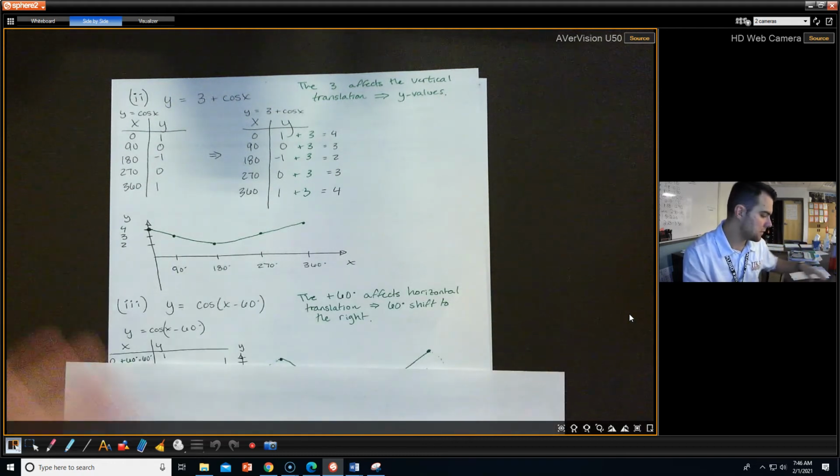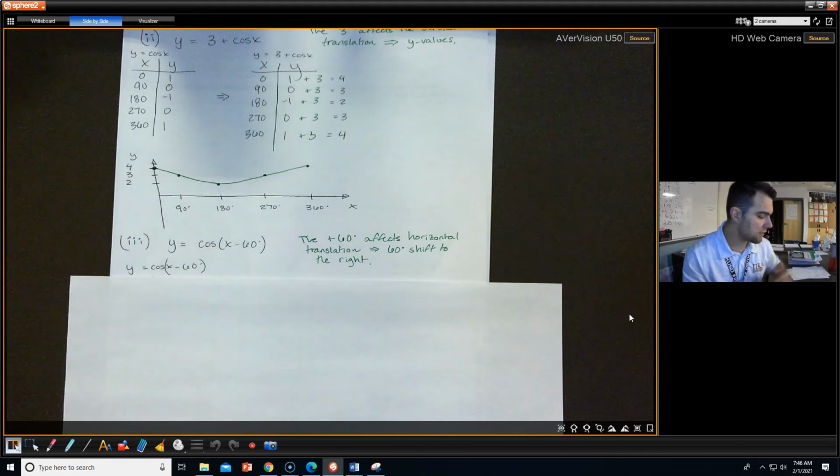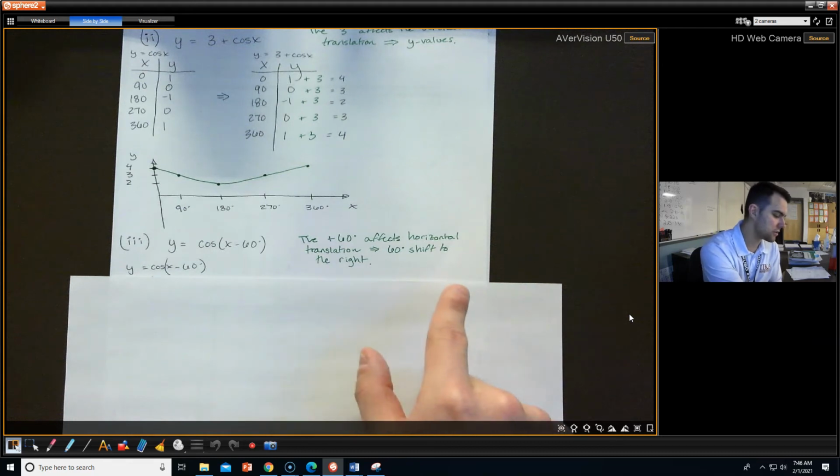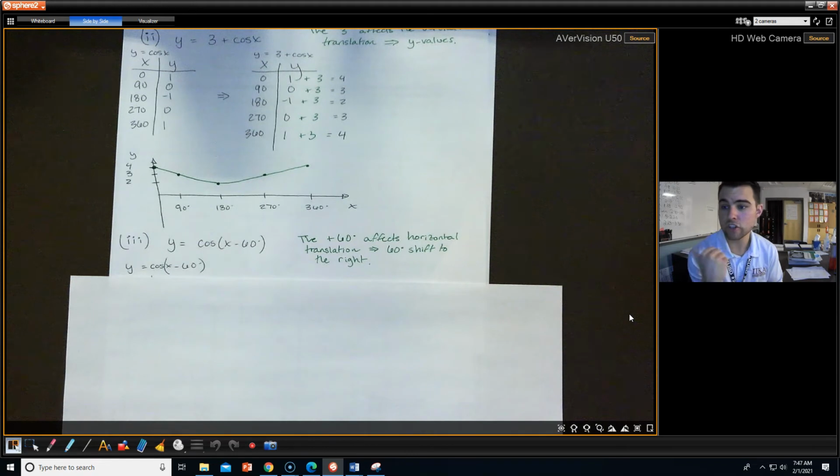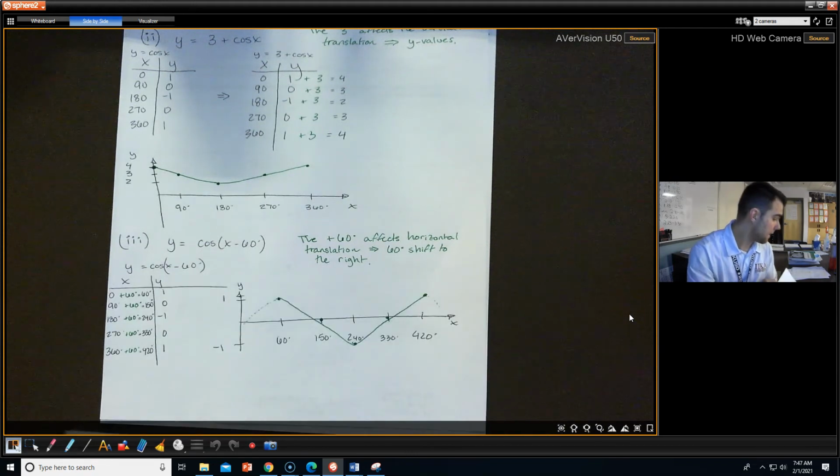Right? Let's look at part 3. Now we're dealing with the minus t. Because it's already as a minus whatever, our t is just 60. It's a positive 60 degrees. So it affects our horizontal translation, and because it's minus 60, it's going to be a shift to the right.